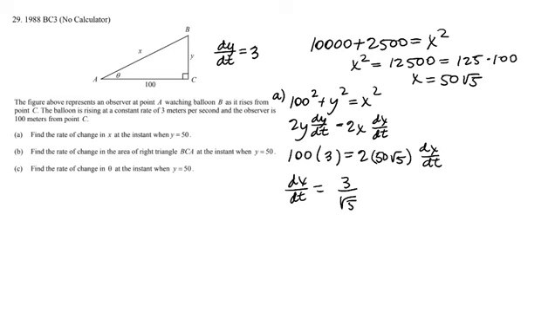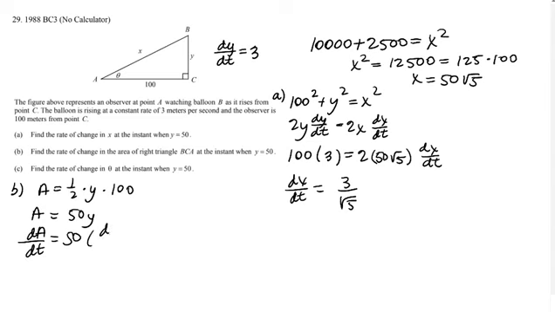Find the rate of change in the area of the triangle at the instant when y equals 50. Okay, well, the area equals 1 half times y times 100, 1 half base times height. Okay, so that's 50y. Now, if I want the derivative of the area with respect to time, that's going to be 50 times the derivative of y with respect to time, which is 50 times 3, which is 150.